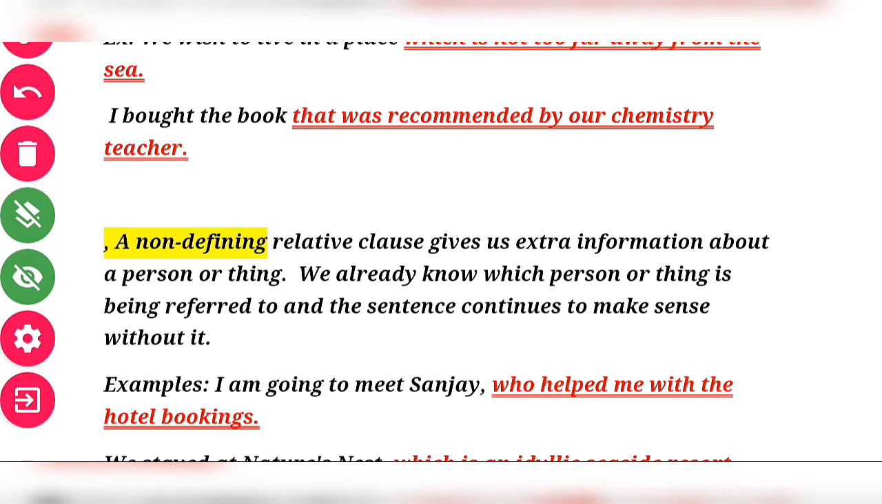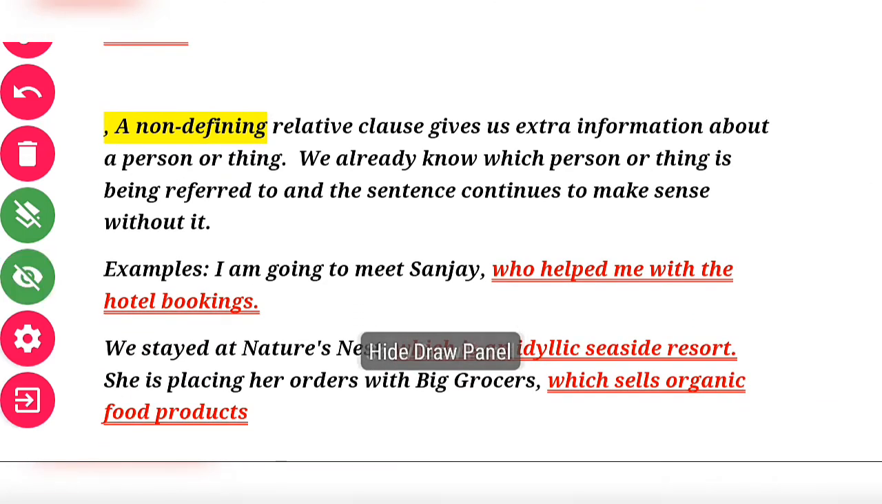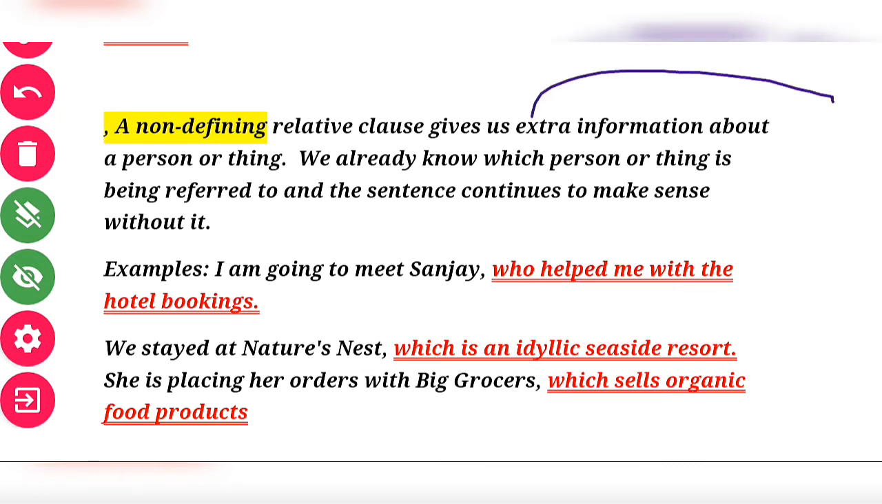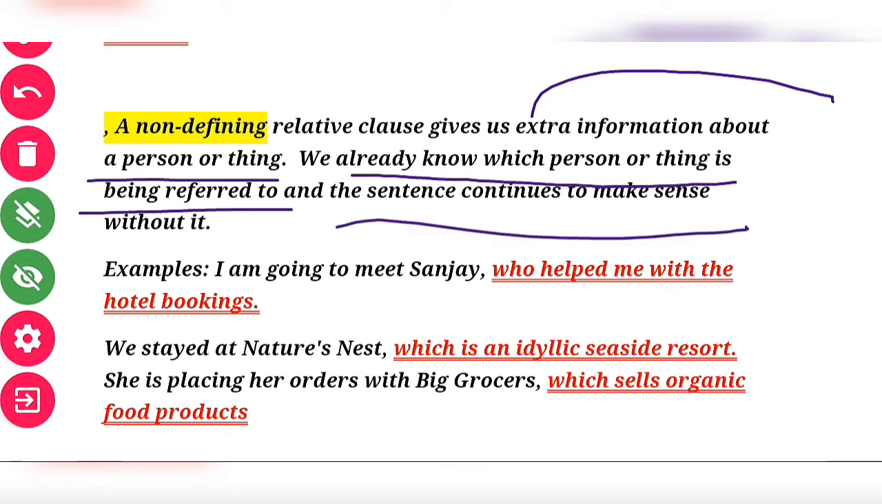After that, the non-defining relative clause. A non-defining relative clause gives us extra information about a person, or a thing. The person or the thing is already familiar to us. We already know which person or thing is being referred to, and the sentence continues to make sense without it. Just the opposite of a defining clause.